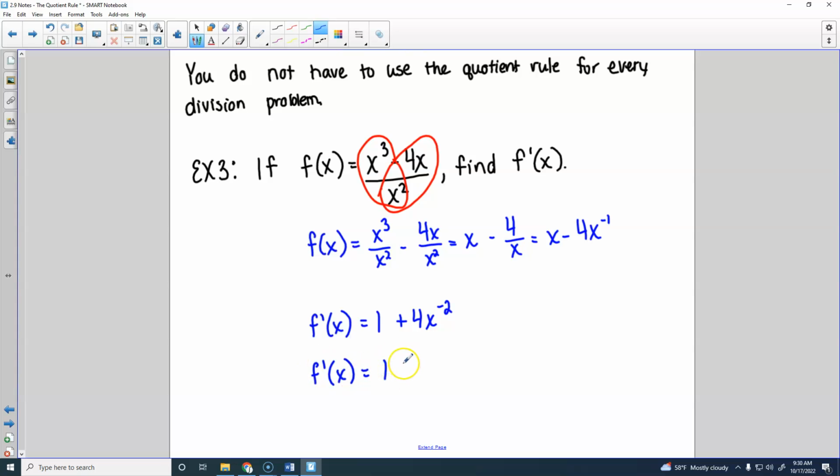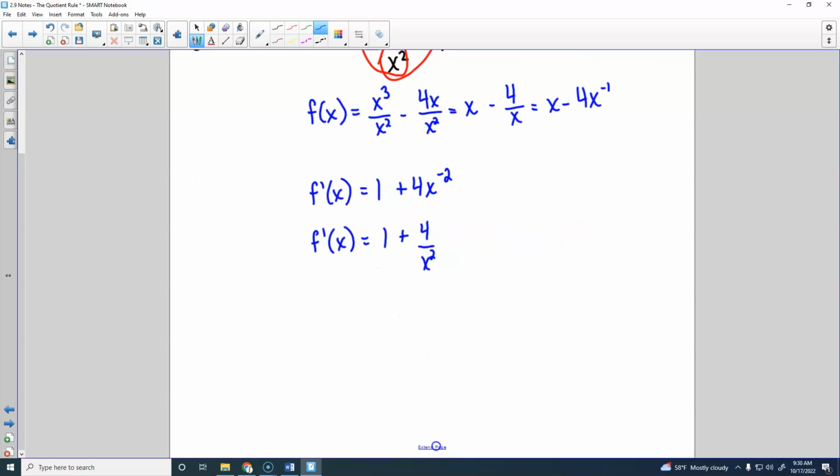They will probably send that x squared back down to the denominator. They might even get common denominators here. So they might multiply by x squared on top and bottom. And so f prime of x would equal x squared plus 4 over x squared. You might see it like that. Now, any of these last three are fine. It just depends on what your answers look like, which one you would choose.